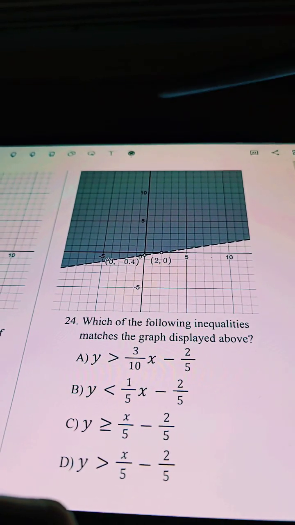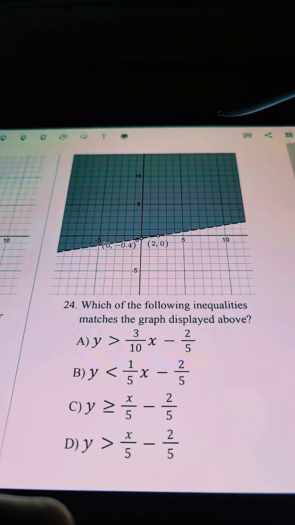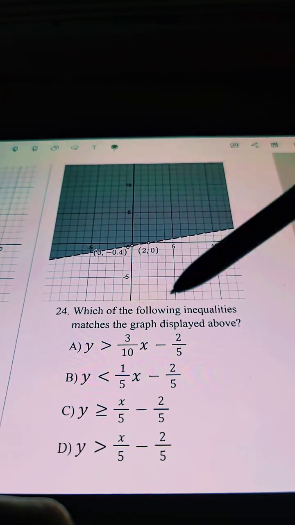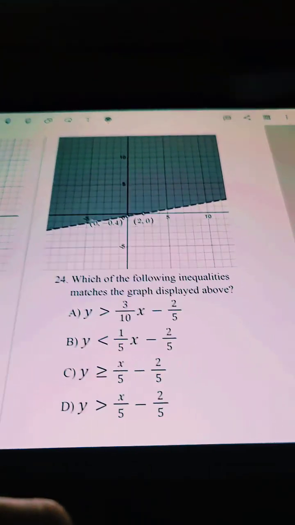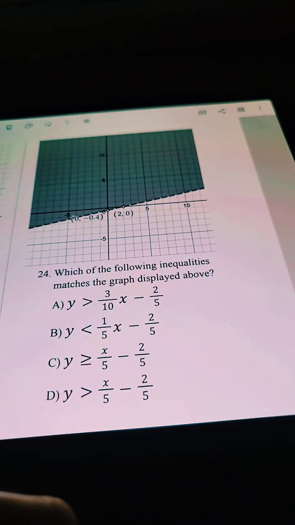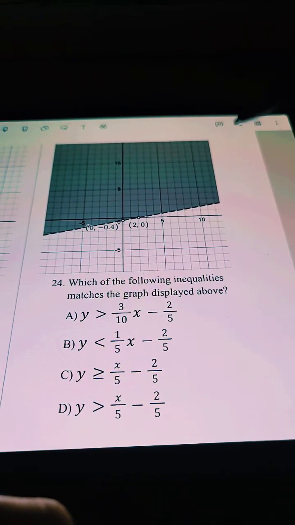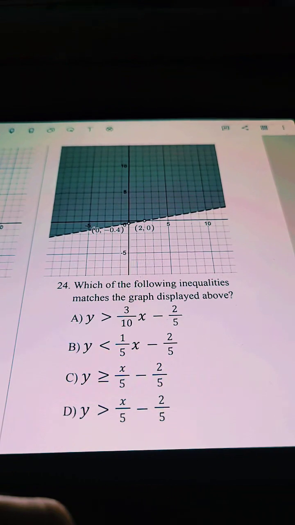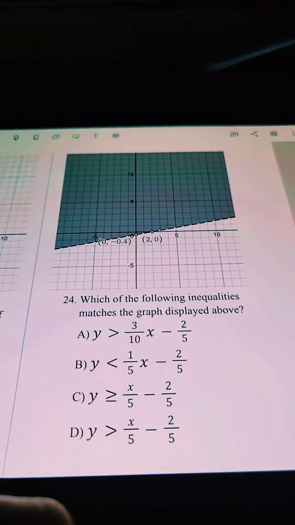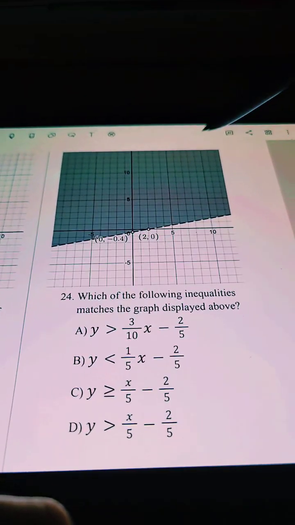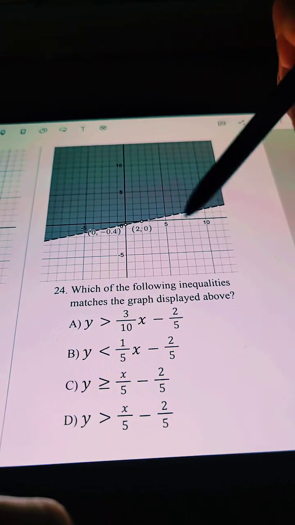Let's go to number 24. Which of the following inequalities matches the graph? So this is like similar to this other question, except now it's an equation. And just like I was saying with solving inequalities being very similar to equations, it's also very similar to graphing equations. Basically, the only difference is the shading and deciding if you need a dotted or a solid line.